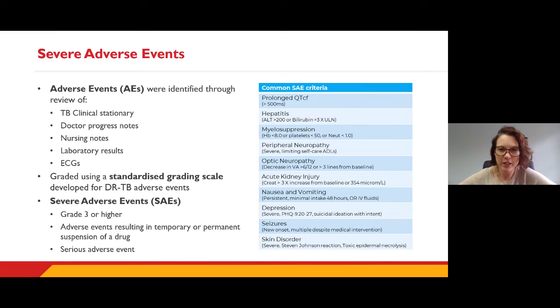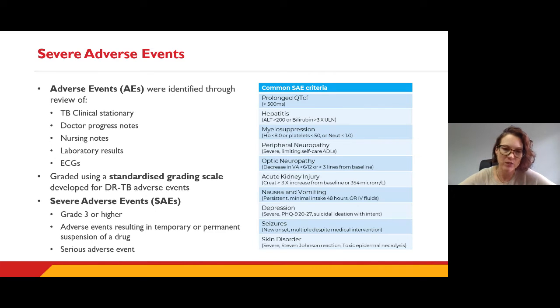As I mentioned, part of the treatment journey was looking at adverse events. In order to standardise how this was conducted, we looked at all aspects of the clinical file. We looked at the TB clinical stationery, the tables where AEs are captured, but we also looked at the progress notes written by the doctors and clinicians, the nursing notes, laboratory results and ECGs as well. And we used a standardised grading scale for drug-resistant TB adverse events, so that the file reviewers were able to standardise how they grade the severity of SAEs or AEs that they encountered in the files.